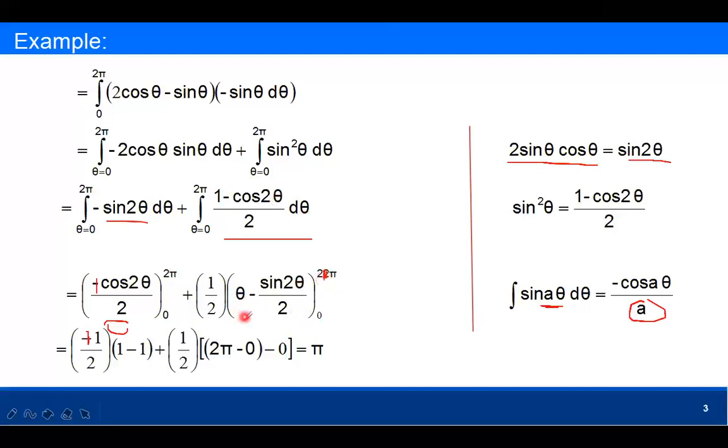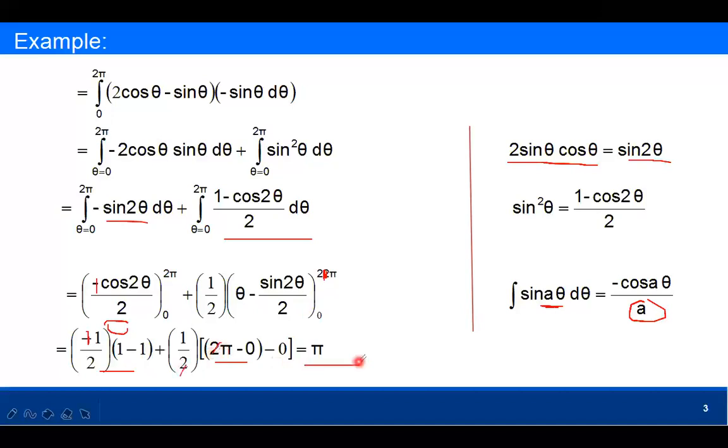In the case of theta, the value is 2 pi minus 0, that is 2 pi. In the case of sin 2 into 2 pi, that is sin 4 pi minus sin 0. Sin 4 pi is 0 and sin 0 is 0, so this total value is 0. So we get 1 by 2 into 2 pi; cancel this, and you will get pi.